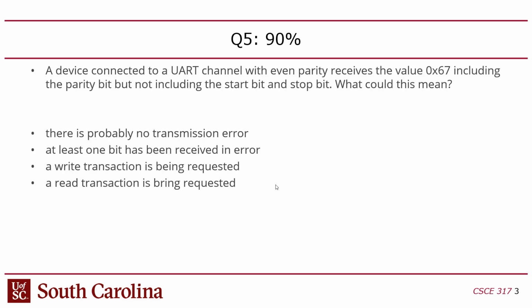Okay, question 5. A device connected to a UART channel with even parity receives the value 67 in hex, including the parity bit, but not including the start and stop bit. So that 67 is meant to just be the data and the parity. And so you have to count the number of 1 bits in that hex value. So 6 would have 2 1s and 7 would have 3, right? So there's 5 1 bits in there in total. And so if there's even parity and you have 5 1 bits, there must have been an error, right?